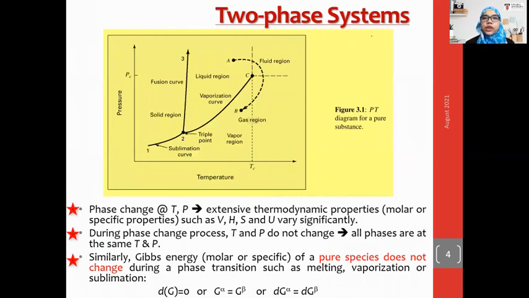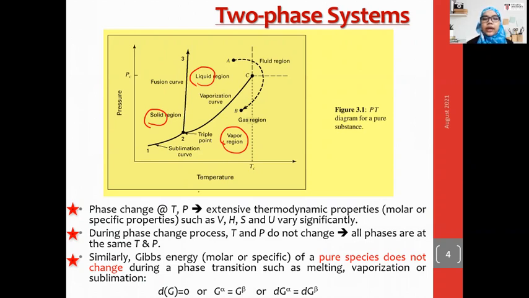Okay, back to the phase diagram that we have learned previously. This diagram shows the pressure versus temperature. We can see the difference of the regions. We have the solid, liquid, and also the vapor region, based on the range of temperature and pressure.